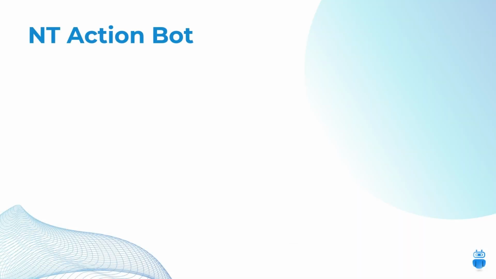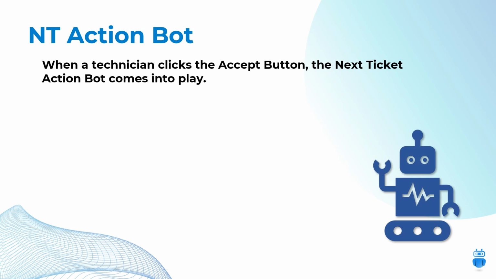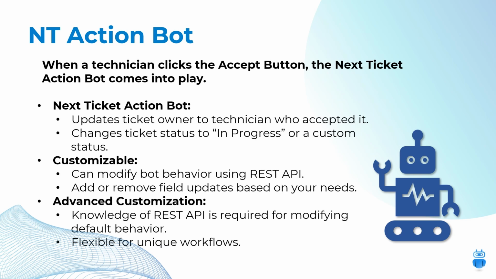When a technician clicks the Accept button, the Next Ticket Action bot comes into play. As mentioned, by default, this bot performs essential updates like assigning the ticket to the technician and changing the status to in progress or another status of your choice. However, the action bot's behavior can be customized.